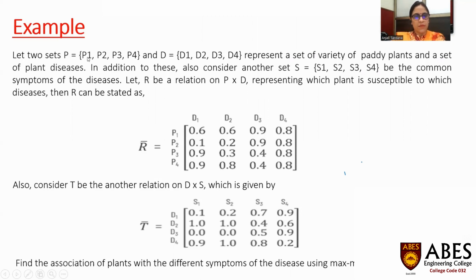We have been given two sets, set P and set D, where set P represents the paddy plants, and set D represents the diseases here. In addition to these, we can use the set S, which represents the symptoms. Using this disease information, we need to find out the relationship between the paddy plants and the symptoms that are present for having this particular type of disease. Let R be the relationship on P cross D, which represents which disease the plant is susceptible to, and R can be stated this way. And T represents the relationship between the disease and its symptoms. Using these two pieces of information, we need to calculate the relationship between the paddy plants and the symptoms using min-max computation.